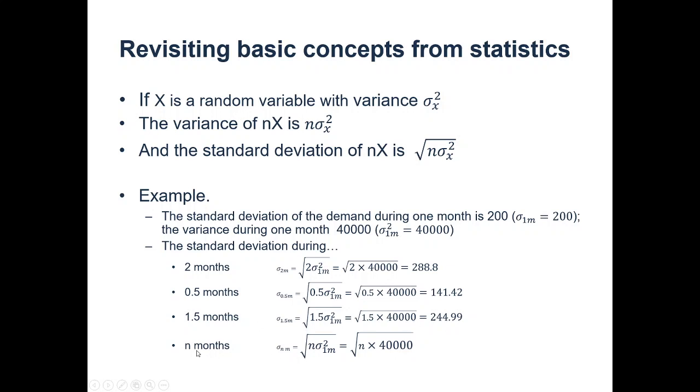In general, if we want to calculate the standard deviation during n months, what we do is calculate the square root of n times the variance of the demand during 1 month, which is the expression here, and we would just need to substitute this n with the number of months of our lead time. So we can apply this to any time unit, to any values for the demand or for the variance, in case we're given one or the other.